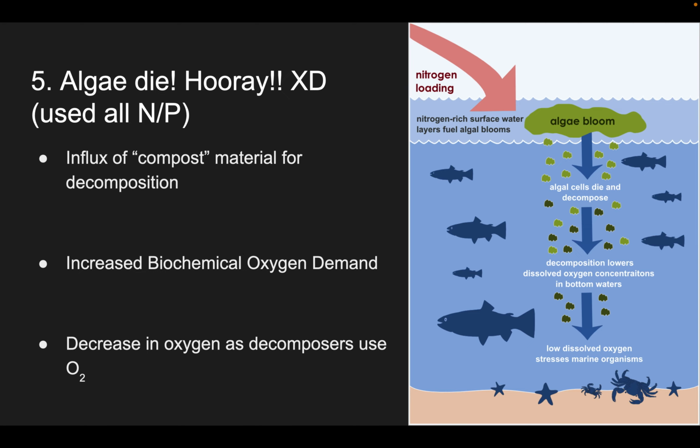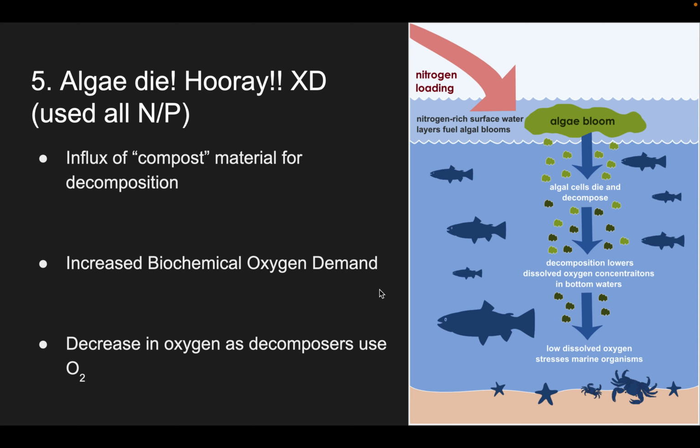Eventually, though, the algae will use all of the nutrients, so that limiting factor returns, and then all the algae dies. So we have solved the problem, except this algae now becomes a sort of compost material for all the microorganisms in the water. So those microorganisms are like, "Great, now it's our turn," and we get an increase in biochemical oxygen demand as they start to break down that material.